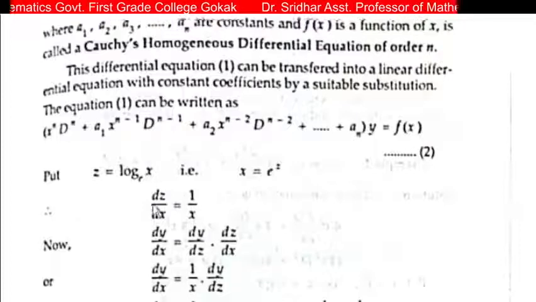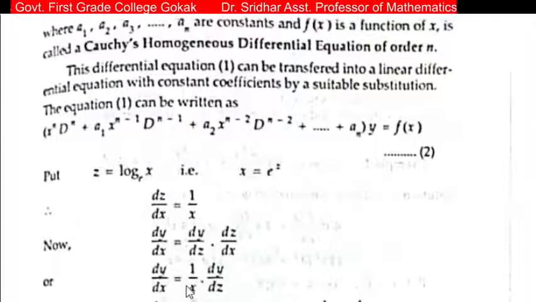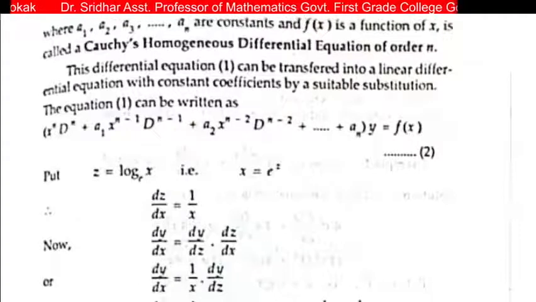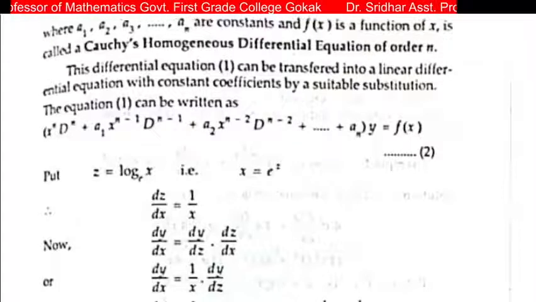So dy by dx is equal to, dz by dx is 1 by x. Already we found this. Now write dy by dz as it is. Now cross multiplying, this x is cross multiplied with this term. So x dy by dx is equal to dy by dz. Or we can write this as x into d by dx is equal to d by dz. So neglect the y term, both y cancel. So x d by dx is equal to d by dz.